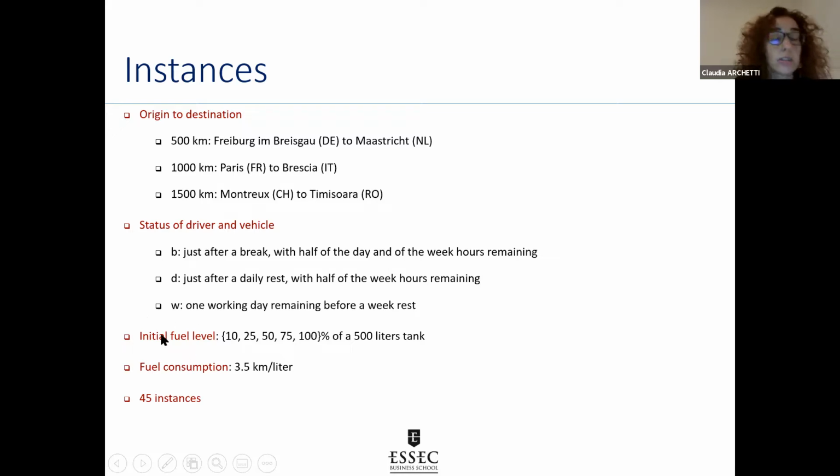And according to the initial level of the tank, we consider 5 cases. The tank is 10, 25, 50, 75, and 100% full when starting from the origin. The fuel consumption is 3.5 kilometers per liter, which is the standard consumption for trucks. And so in total, we had 45 instances.